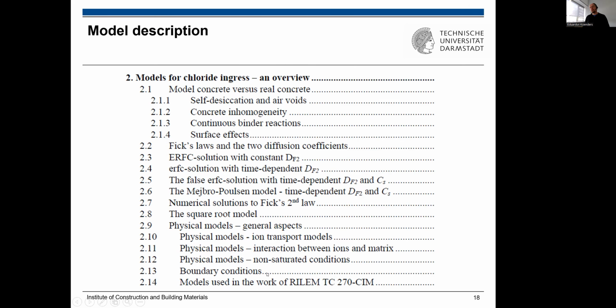Finally, this chapter ends with a list of the models used in the benchmark, the models used in the work of the RILEM TC 270-SIM. So these are all 14 models. The details are described, and also the typicalities, what is very typical about each model, so that you have a good idea when you look at the results later what kind of model this is, and what is special about it.